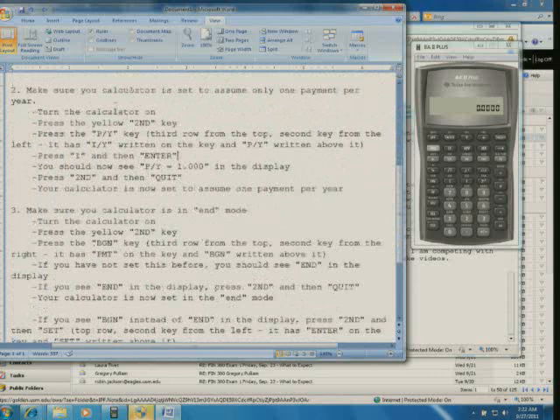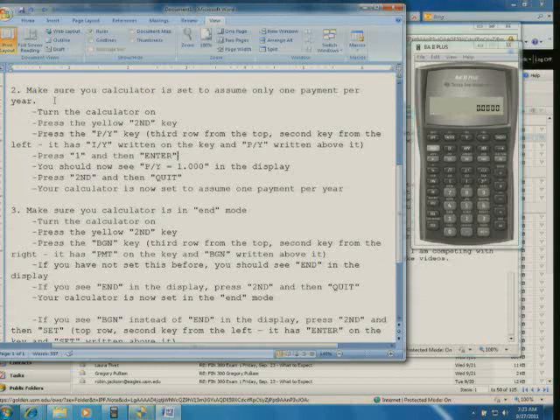Okay, the second thing that we want to set is to make sure that our calculator is set to assume only 1 payment per year. And again, if you've not used a financial calculator, that may not make a whole lot of sense. I'm not really sure what we're talking about. If you're used to using a financial calculator and you know what that is, and you would rather go and adjust the payments per year based on the problem, that's fine if you're comfortable doing that.